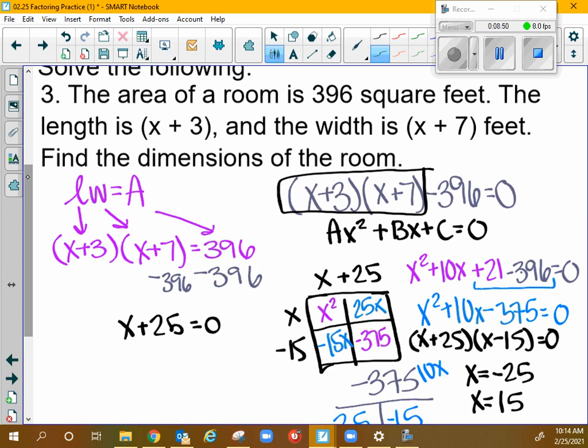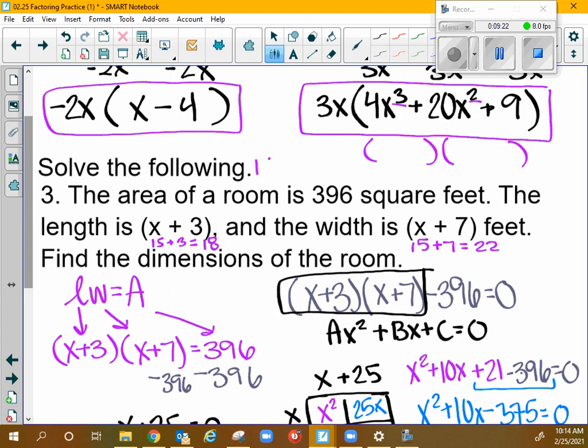So which one of my x's for this problem is useless? Negative 25. I don't need this for this problem because I'm talking about dimensions, I'm talking about distance. So I need to take my 15 and plug it back in. 15 plus 3 is 18 and 15 plus 7 is 22. So what are the dimensions of the room? 18 by 22 feet.